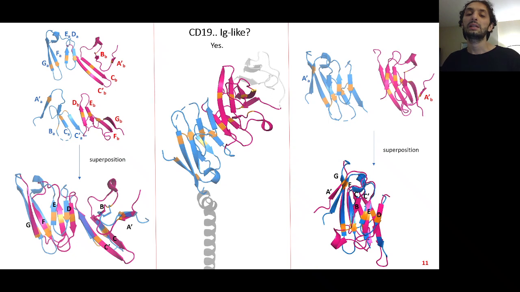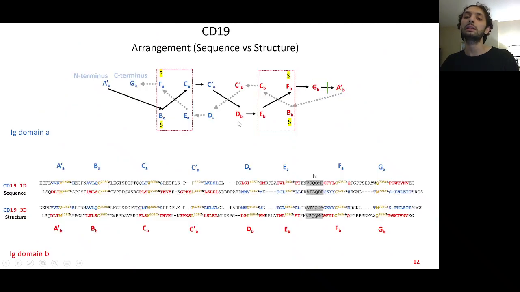Another example is the CD19. CD19 is a complicated case because it has a big domain. It does not seem like an Ig domain at first because it's much bigger. However, through overlap of the domains, both in the sequence and in the structure, we notice high similarity between the two domains of the CD19.